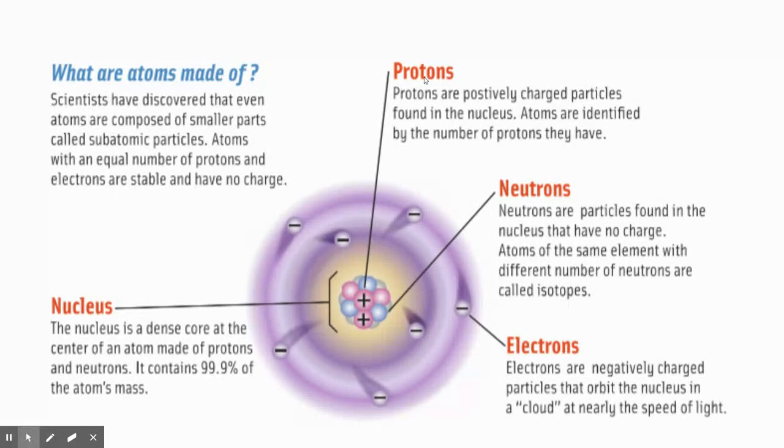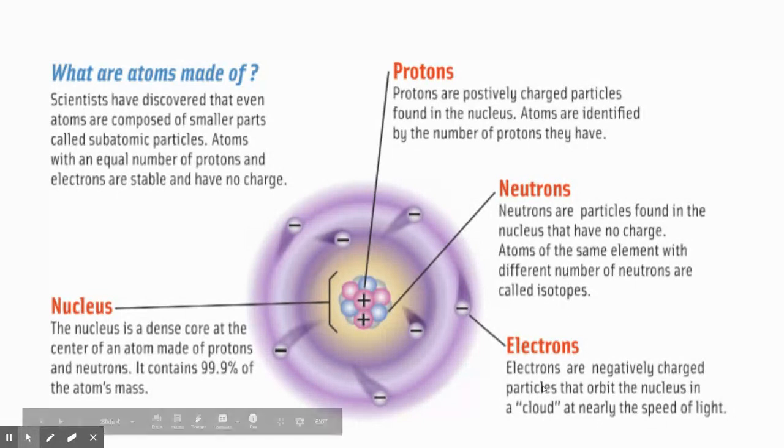So again, protons are positive. They identify what type of atom it is. Protons are very, very important. Neutrons, they do not have a charge, but they're also in the nucleus, and both protons and neutrons make up the mass of the atom.